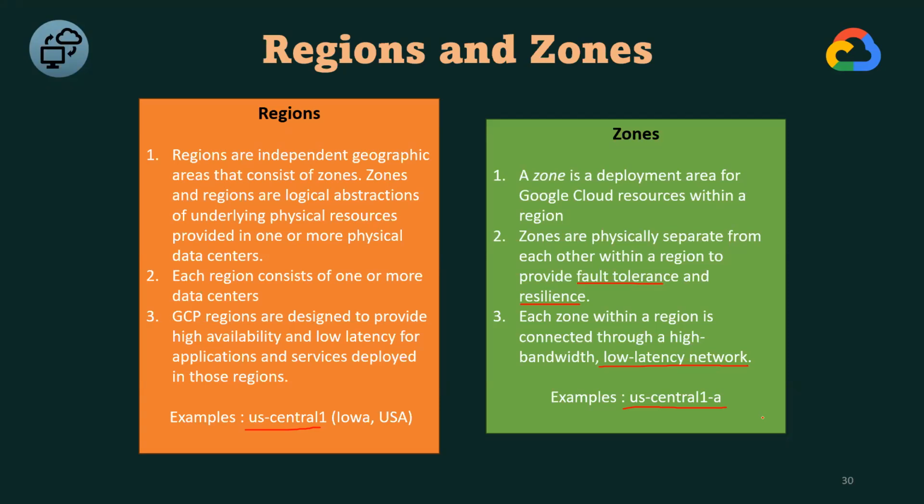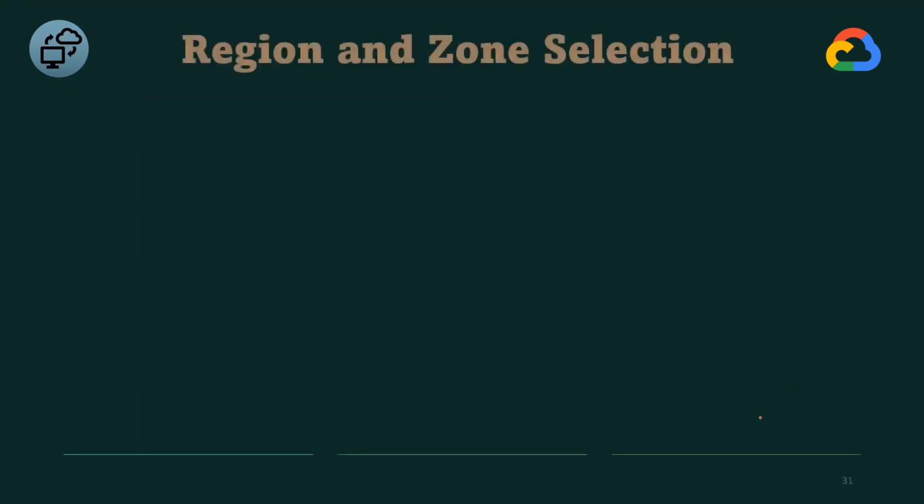One example of a region is US Central 1, and one example of a zone is US Central 1A. Okay. So what is the selection criteria while I am deploying my applications? Whenever we have to select a location, like a region or zone, what is my selection criteria?